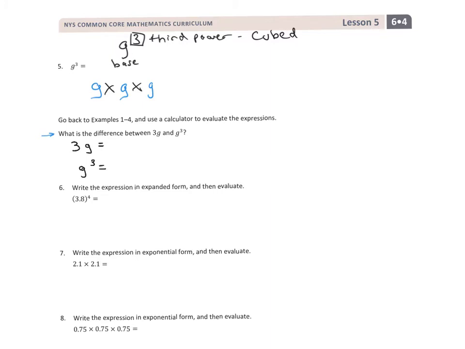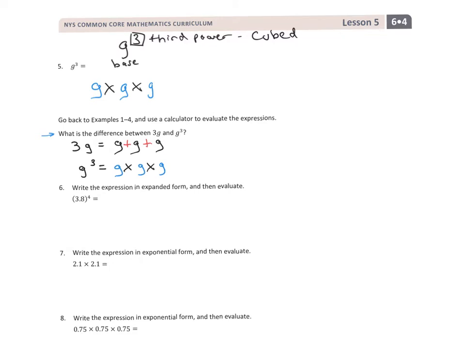So the expanded form for 3g is g plus g plus g. And writing out g to the third power, we have it right above. It's g times g times g. So what is the difference between 3g and g to the third power? Well, the difference is one is addition and one is multiplication.